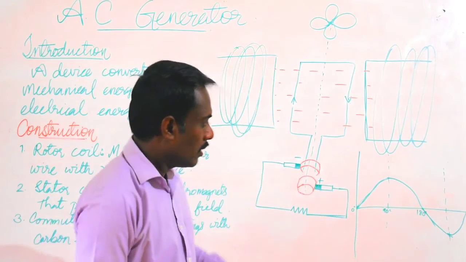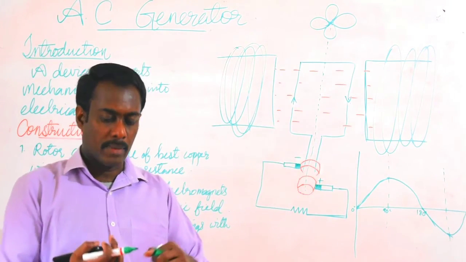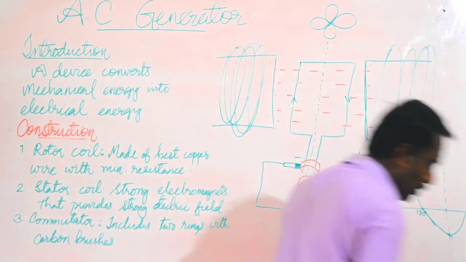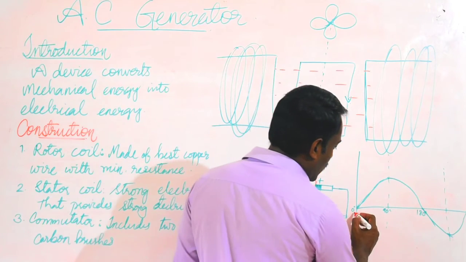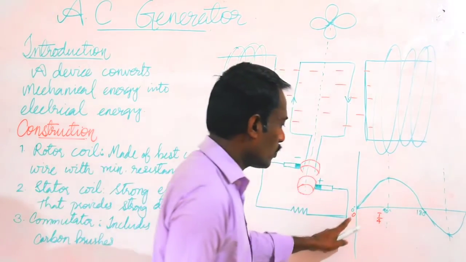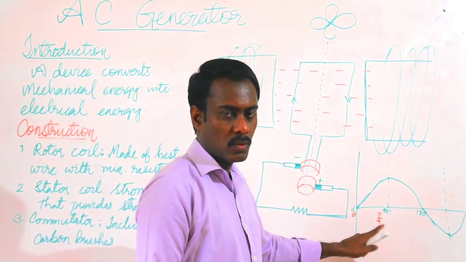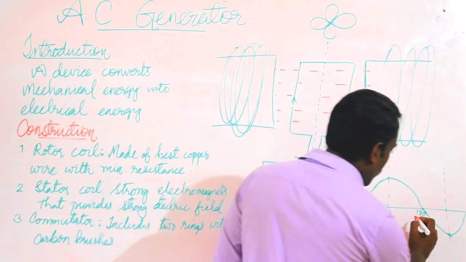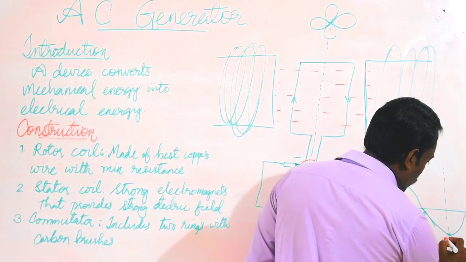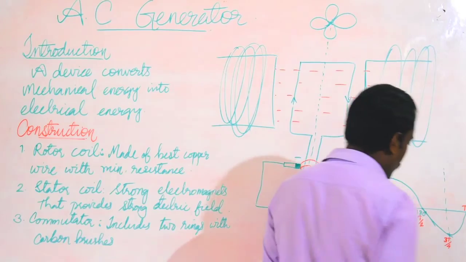Here we can see a complete cycle of one rotation of the armature. During this one rotation, the time goes from 0 to T by 4, where T is the time period for one rotation, and again T by 4 to T by 2, then 3T by 4, and again this is T.